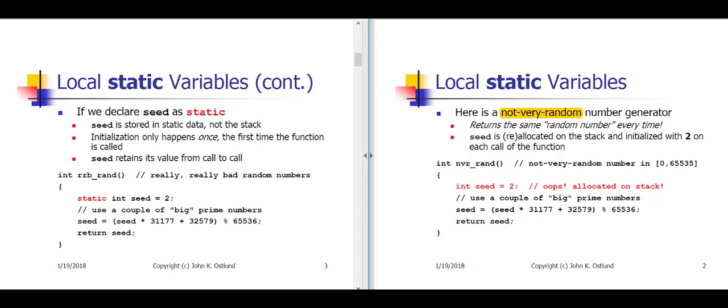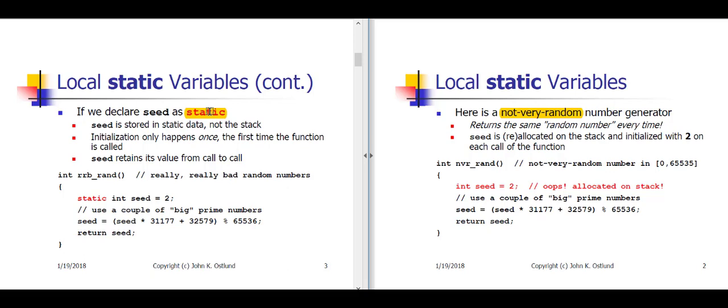So our solution to this problem is shown on slide 3. We prefixed static in front of the declaration of seed. Now seed is allocated in the static data area, and it exists whether we're currently executing this random number function or not. When we call rrbrand, the really bad random number generator, the first time, that is when seed in the static data area is initialized with 2, and later when we call this function again, that initialization part is ignored, and we simply have the value of seed as it had been computed the previous time this function was called. So the first time we call the function, seed is initialized with 2.